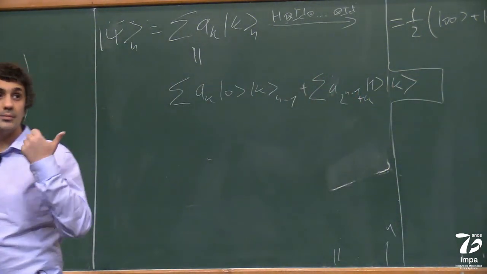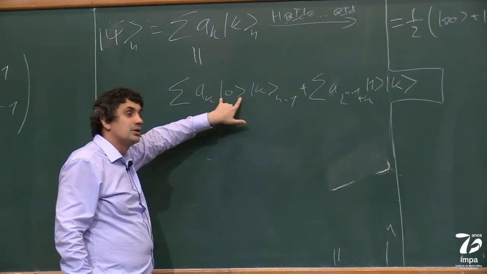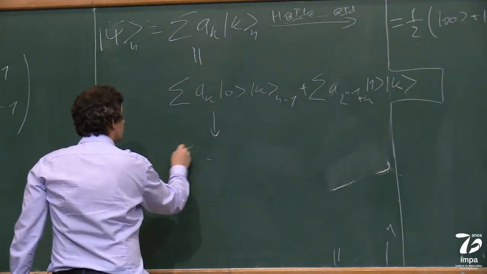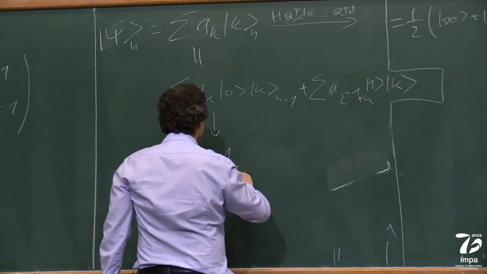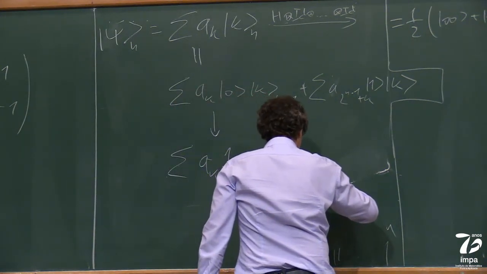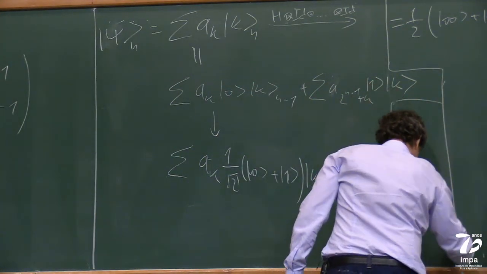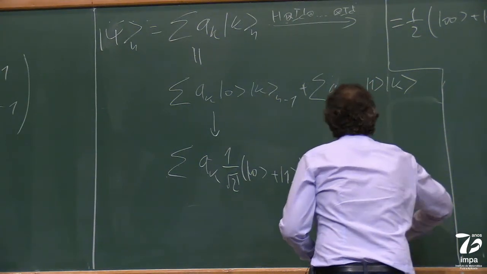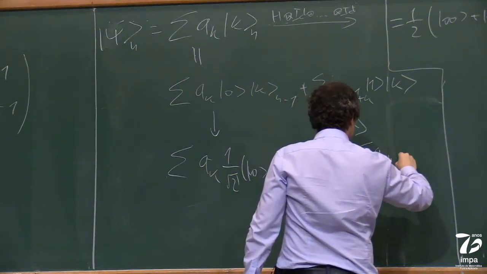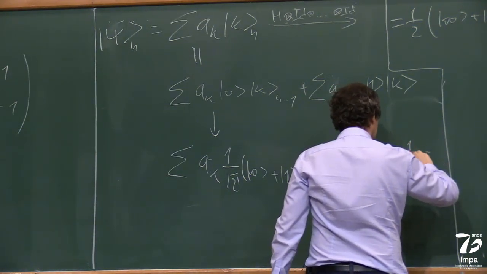Yes, and to this part I am ready to apply the Hadamard operator, because now this has the first qubit independently, yes? So this part will go to the sum of a_k, 1 over square root of 2, (|0> plus |1>), |k> on n minus 1 qubits. And this part will go to the sum of a_(2^(n-1)+k), (|0> minus |1>) over square root of 2.